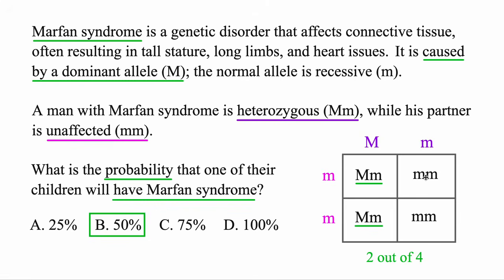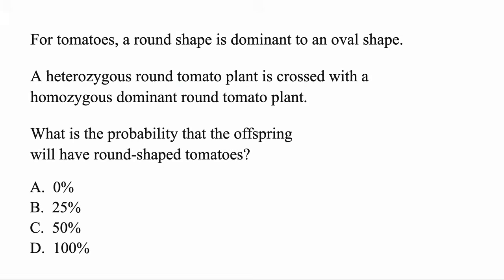But we know that the other 2 did not have it because their parent was unaffected when they had 2 little m's. So therefore, these 2 kids will also be unaffected as well. But not every problem splits up 50-50, so let's look at another example.